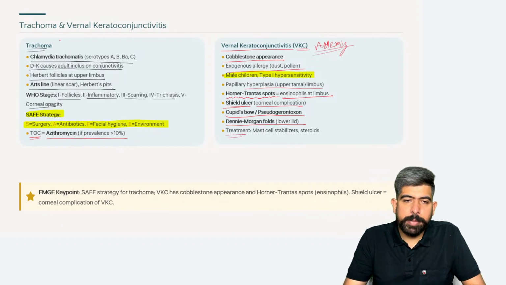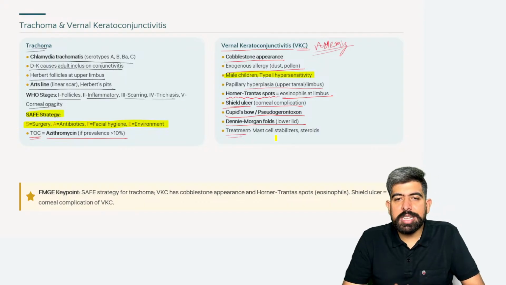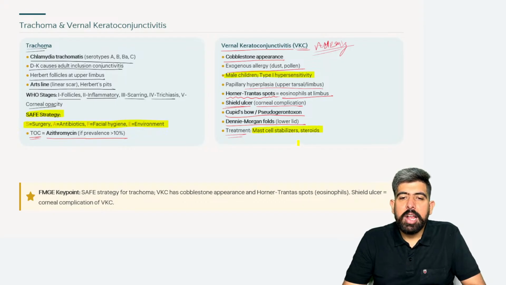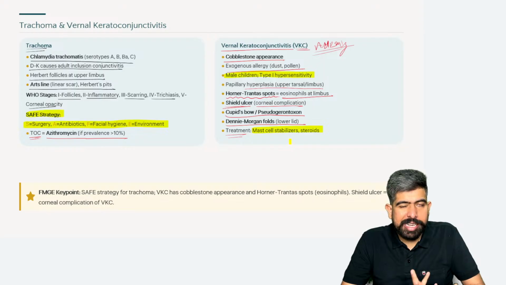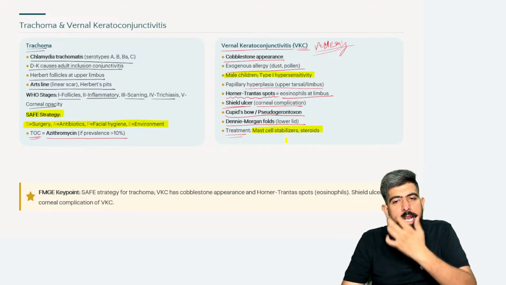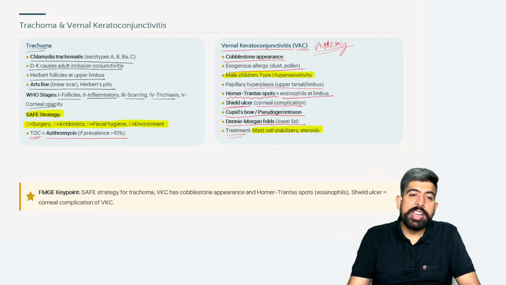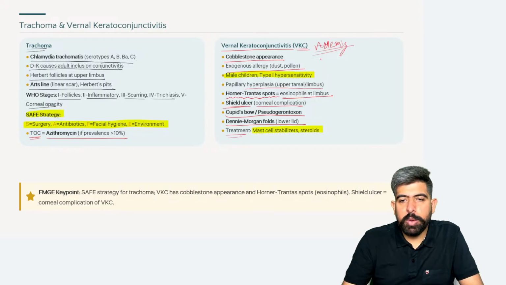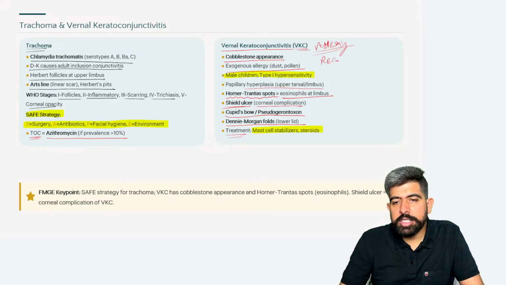And the treatment, please remember about the treatment. If the patient is coming to you in the vernal keratoconjunctivitis stage, we can give mast cell stabilizers, and steroid can be given to this patient, or antihistaminics also will be given in these cases. But this case is having recurrence, guys. Please remember about it. Okay, this is having recurrence.